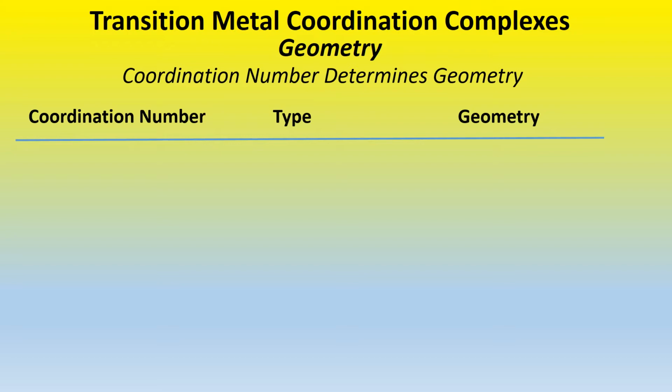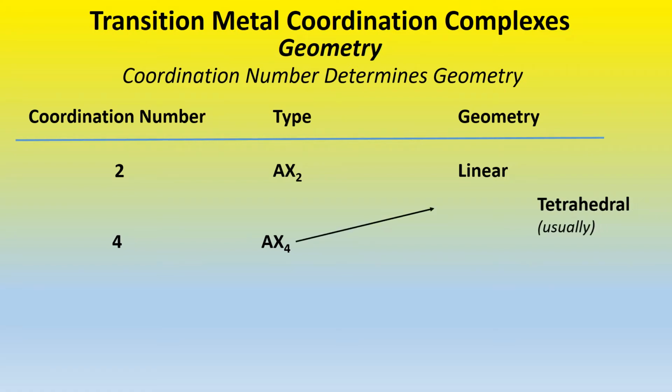For a coordination number of 2, you would have a complex of the form AX2. The widest separation between the two ligands X gives you a linear molecule. With a coordination number of 4, or a type of AX4, you have, usually, once again, a tetrahedral shape, as you saw in Lewis structures in General Chem 1.